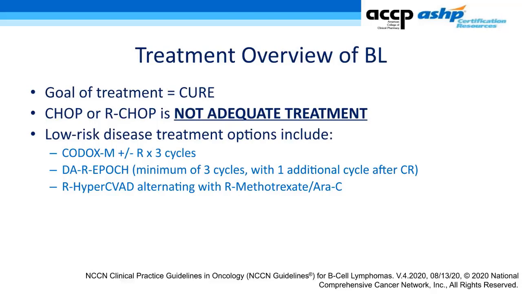However, it's so rapidly dividing that mutations occur frequently. So CHOP or R-CHOP is not adequate treatment. All of the regimens that I'm about to show you have numerous agents to prevent resistance. So for the rare patients that have low-risk disease, you can see here some treatment options include Codox-M, dose-adjusted R-EPOCH, or R-Hyper-CVAD, alternating with methotrexate and Ara-C. And again, I have these much more detailed in the handout.